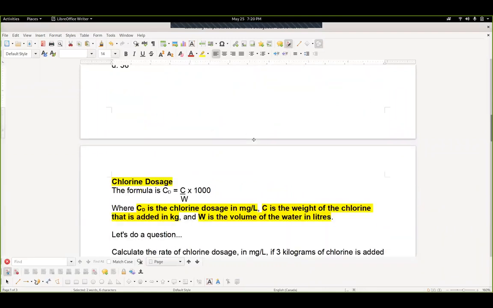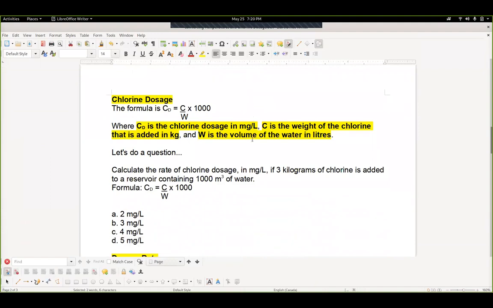Okay. So chlorine dosage. The formula is CD for dosage of chlorine is equal to C over W times 1,000, where CD is the chlorine dosage in milligrams per liter, C is the weight of the chlorine that is added in kilograms, and W is the volume of the water in liters. So let's do a question.